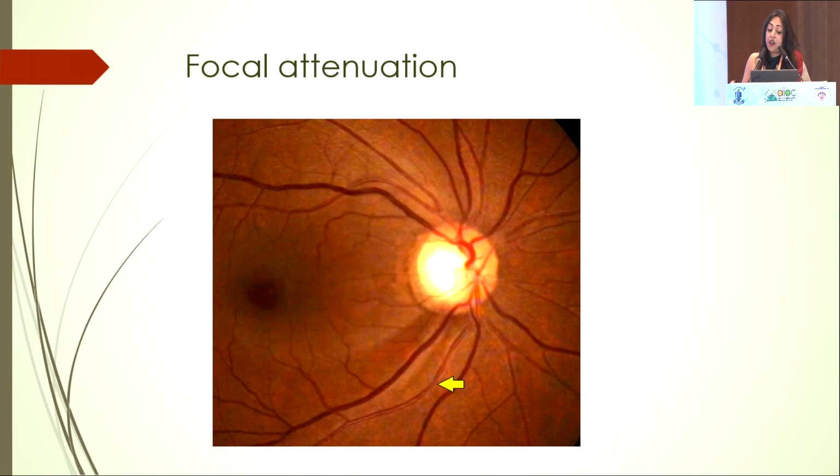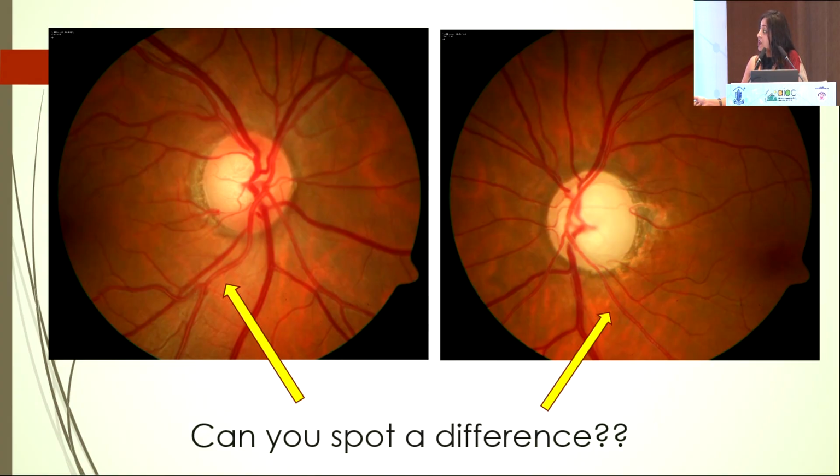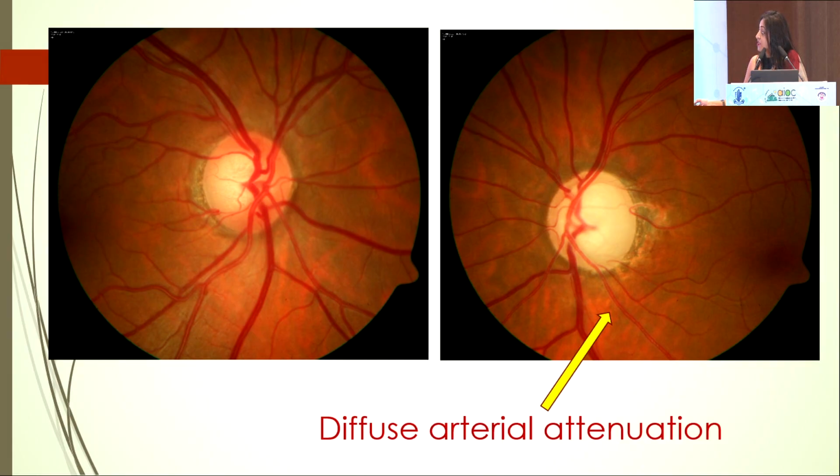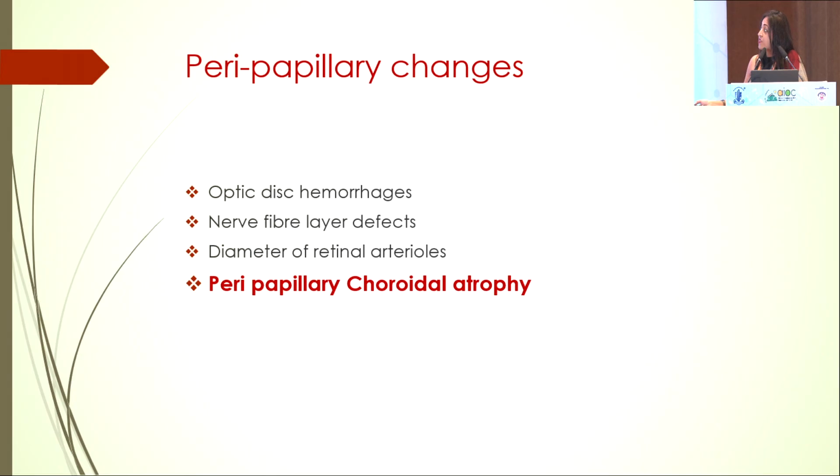Diameter of retinal arteriole. You might find focal arteriolar attenuation in cases of glaucoma. So here it is associated with this nerve fiber defect. And can you really spot the difference? There's actually a gross difference. This has a diffuse arteriolar attenuation.